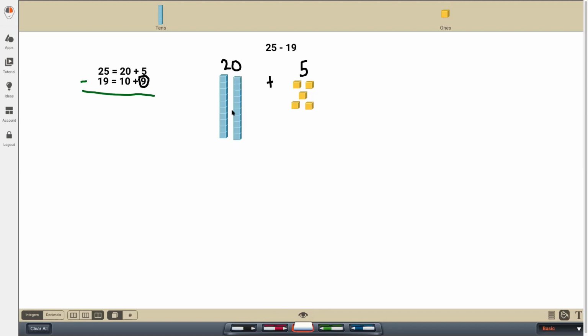Now, I could do that, but I'm actually going to show you another way. We're going to be using numbers flexibly. Joe Boaler has mentioned that it's important for kids to be able to interact with numbers with flexibility. So I'm actually going to break up this 25 in another way, and let me show you.